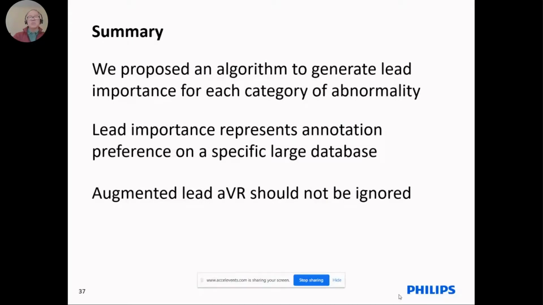So to summarize, we proposed an algorithm to generate lead importance for each category of abnormality. And we feel like the lead importance does represent the annotation preference to some extent on the database that you use. And finally, a bit of a surprise that augmented lead AVR should not be ignored. It appeared to be one of the most important leads. Now, on the other hand, it doesn't mean that we can actually look at AVR and always get the best result. It means that our algorithm got the most information out of AVR. So we should note that caveat.